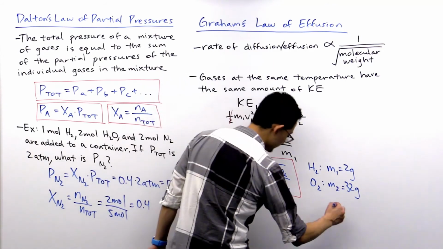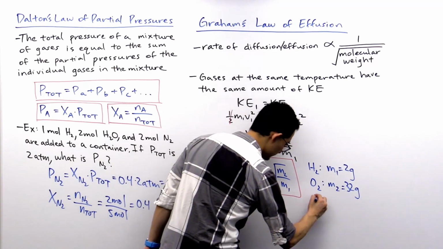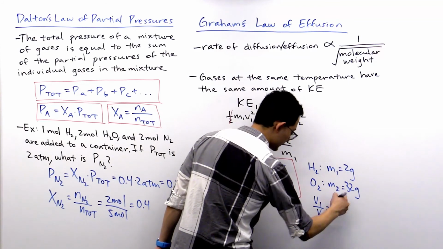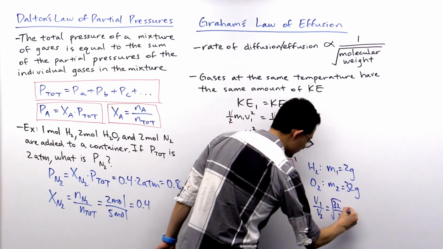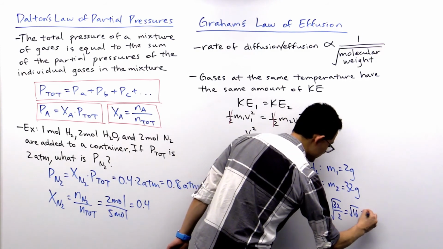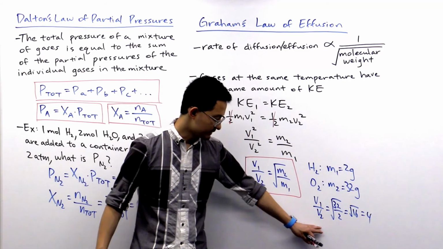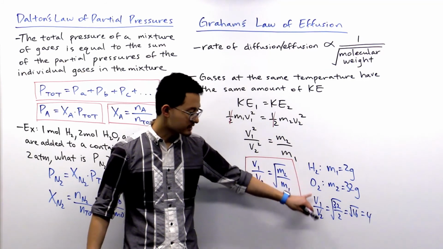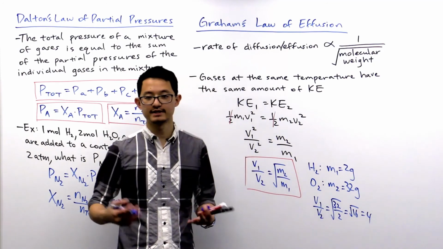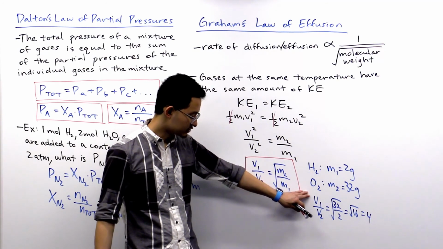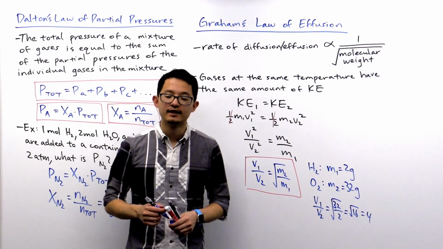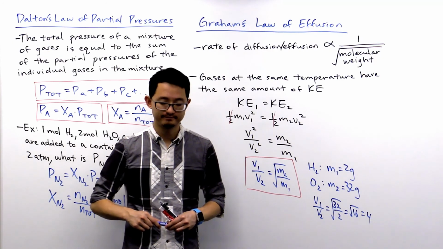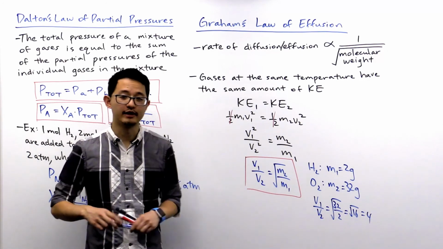If we have mass 1 and mass 2, we can then take a look at the square root of m2 over m1. And that's going to give us v1 over v2 is equal to the square root of 32 over 2, which is the square root of 16, which is 4. So what this means is the speed of our first gas, hydrogen, divided by the speed of our second gas, oxygen, is 4. So this essentially tells us that hydrogen is 4 times faster than oxygen when these two gases are at the same temperature. All right, so that's how Graham's law of effusion works.